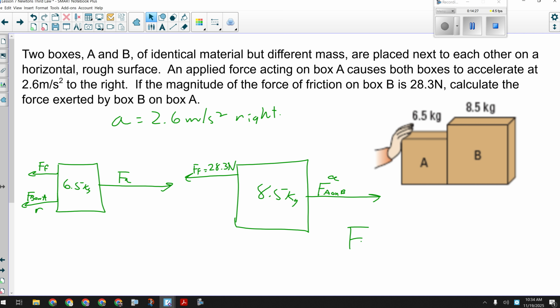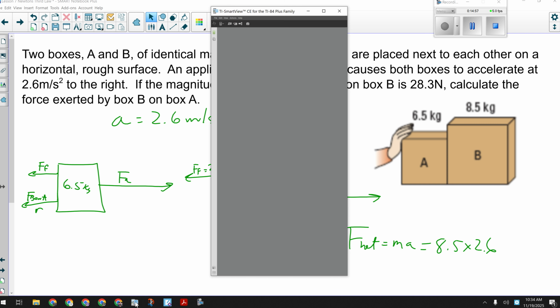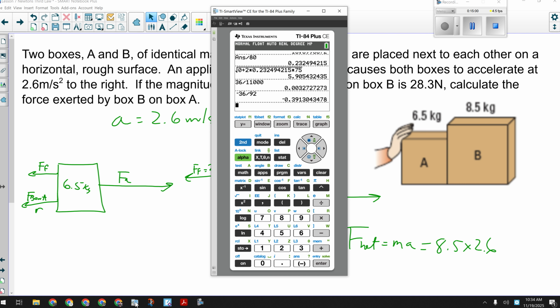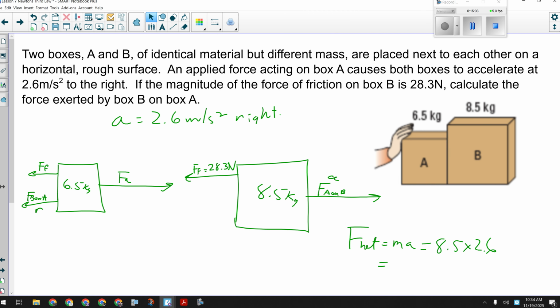So F net is mass times acceleration. We got 8.5 times 2.6. I forgot to fire that up. What's 8.5 times 2.6? What is it? 22.1? So 22.1 newtons to the right.